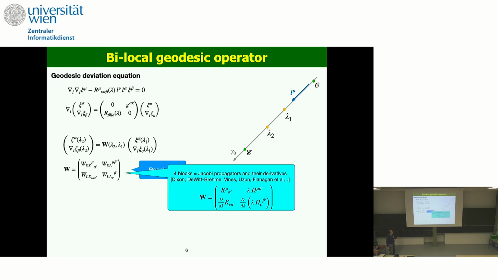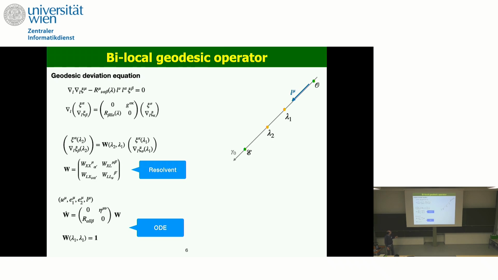By the way, if you are familiar with the Jacobi propagators formalism and their derivatives, they were known since the 1970s, and basically W is a matrix composed of these objects and their derivatives appropriately over here. So in a sense, this is not something terribly new, but looking at this object from a global perspective, I think is quite new.